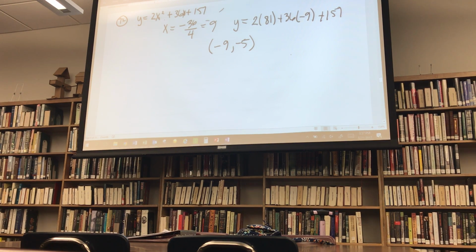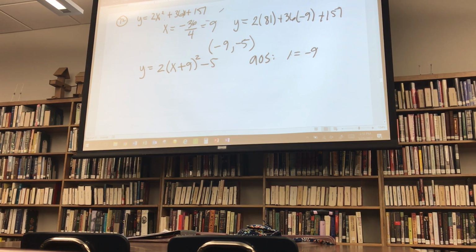Okay? Now, that means if I wanted to, I could rewrite this parabola: 2 times x minus negative 9 squared minus 5. And I wouldn't have to complete the square to do it. So that's how I can find the vertex. Where's the axis of symmetry? x equals negative 9, right up and down the middle, okay?